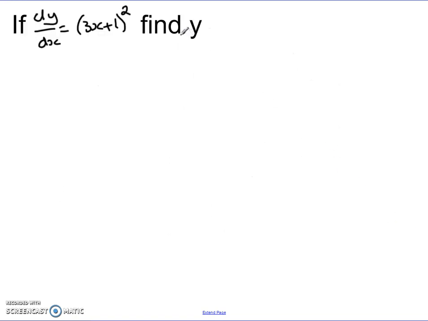So, imagine I've got dy by dx equals 3x plus 1 squared, and I want to find y. We know that y is equal to the integral of dy by dx. We know that from previous work. So what we're going to have to do is integrate our dy by dx with respect to x. We know what dy by dx is, so that's going to be the integral of 3x plus 1 squared dx. Now this is our linear form, our ax plus b to the power of n.